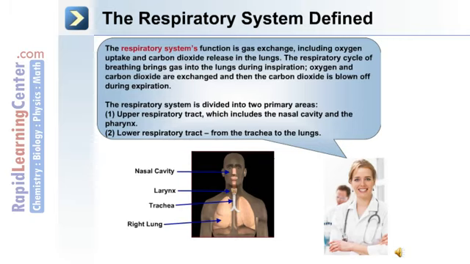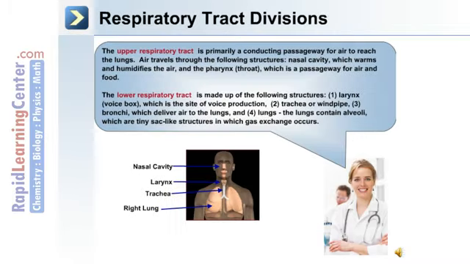The respiratory system is divided into two primary areas: the upper respiratory tract, which includes the nasal cavity and the pharynx, and the lower respiratory tract, from the trachea to the lungs. The upper respiratory tract is primarily a conducting passageway for air to reach the lungs. Air travels through the following structures: the nasal cavity, which warms and humidifies the air; the pharynx, which is a passageway for both air and food.